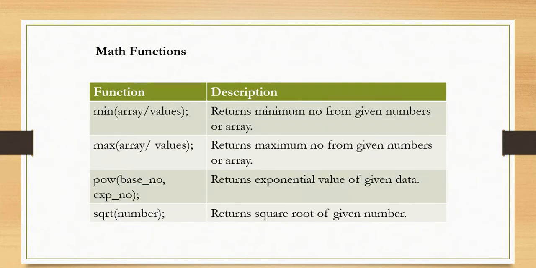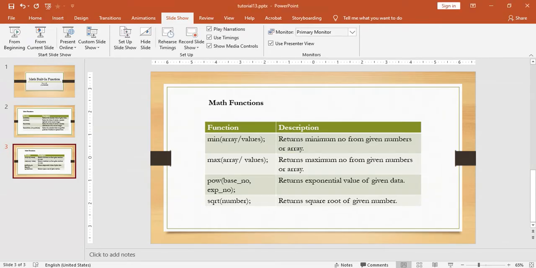Next is min function. This function returns minimum value from given numbers. Next is max function. It returns maximum number from given numbers. The next function is POW. It takes two arguments. One is base number and second is exponential number. This function returns exponential value of base number raised to exponential number. And last function is square root function. This function finds square root of a given number.